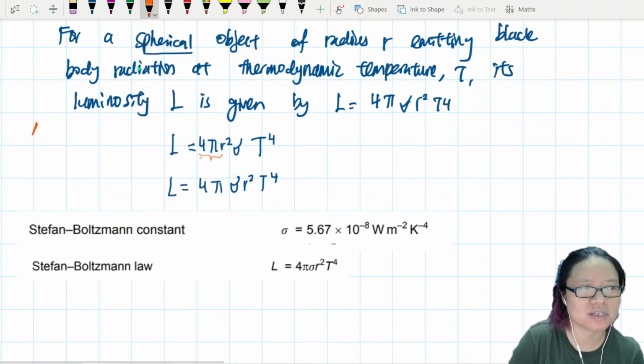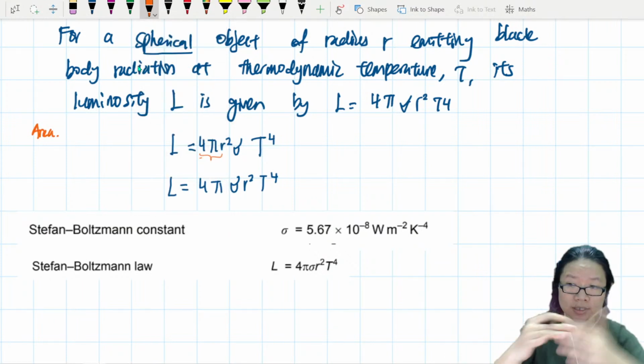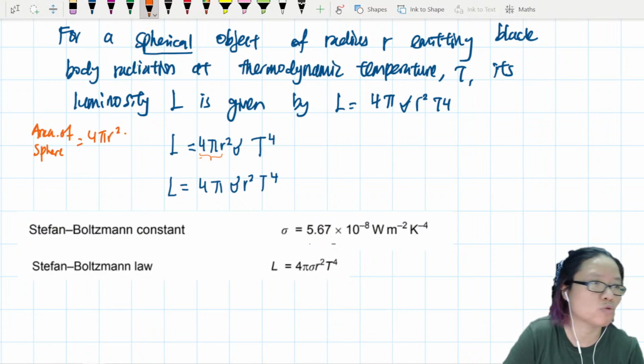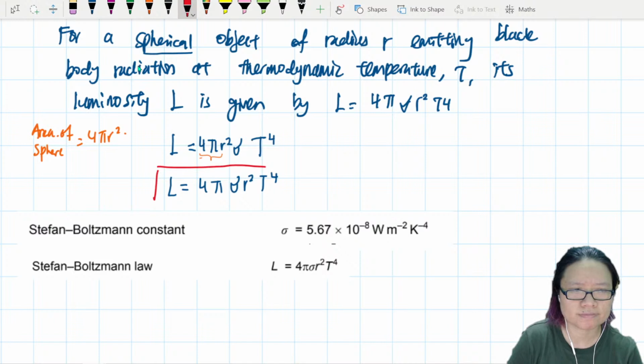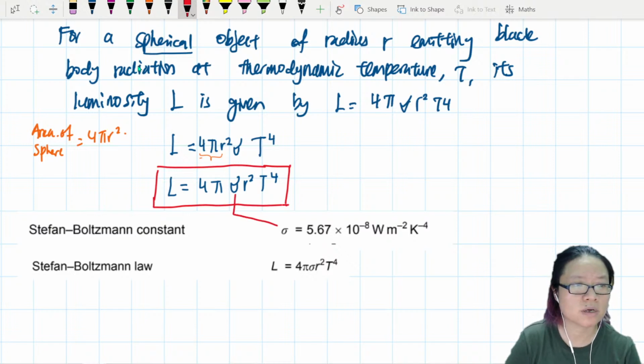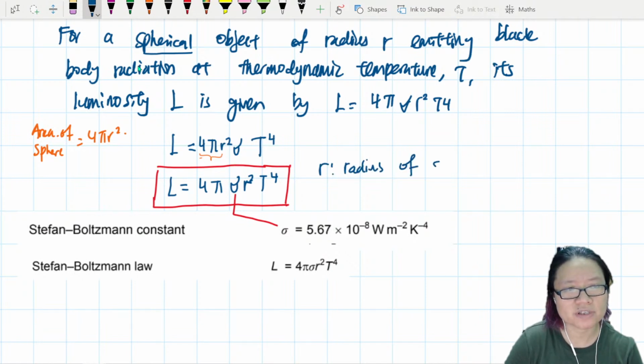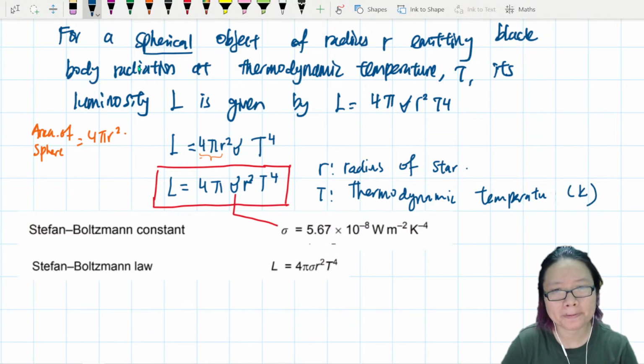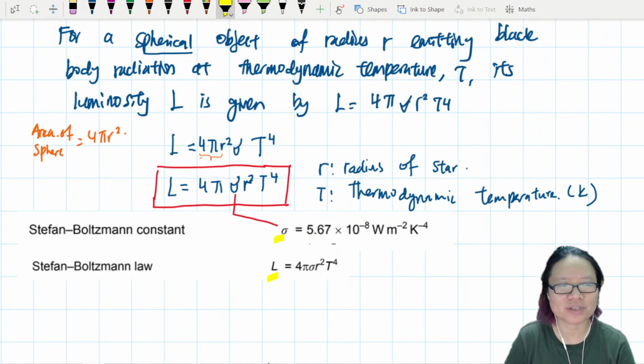Inverse square law, because anything that propagates outwards goes in a 3D sphere. So the area of a sphere is 4 pi r squared. Of course, the proof is not in our syllabus, we're just going to use the equation. So we have sigma, the Stefan-Boltzmann constant, R is the radius of the star, which we can find, and T is your thermodynamic temperature in Kelvin. Always in Kelvin. Kelvin is the SI unit for temperature. Okay, equation given, just make sure you know how to use it.